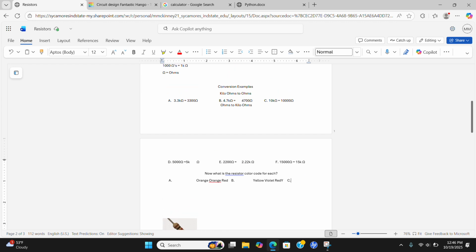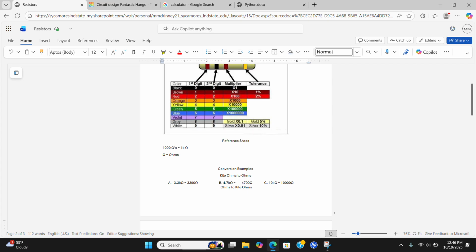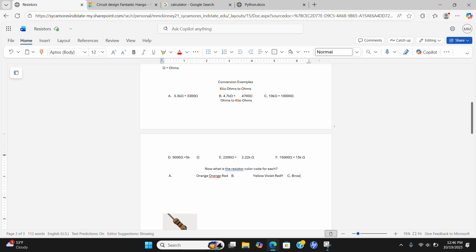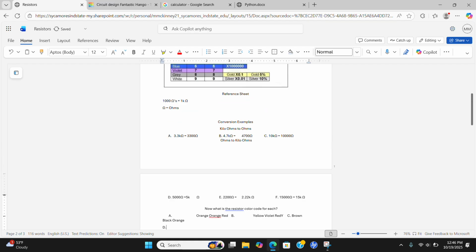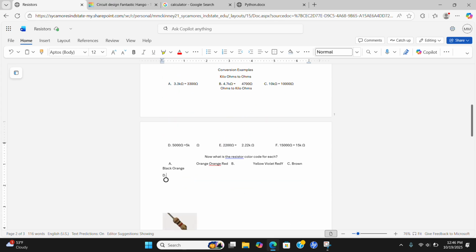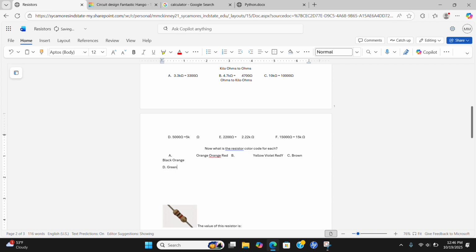So for C, we have 10 kilo ohms. So a brown, which is a 1, a black, which is a 0, and since it's 10,000, it has three zeros, so orange. So brown, black, orange. Now for D, we have 5,000 ohms. So it'd be green, black, red.